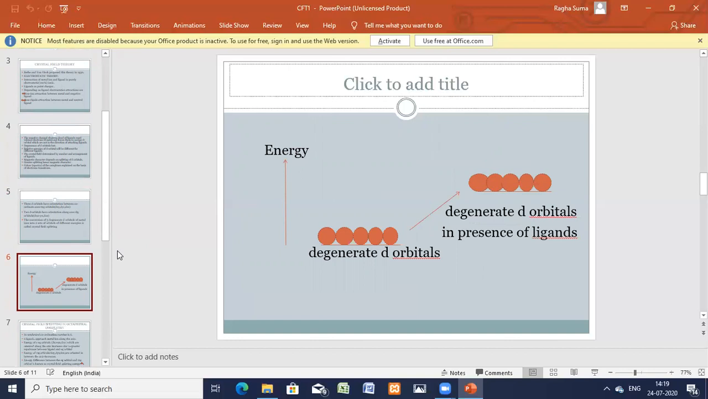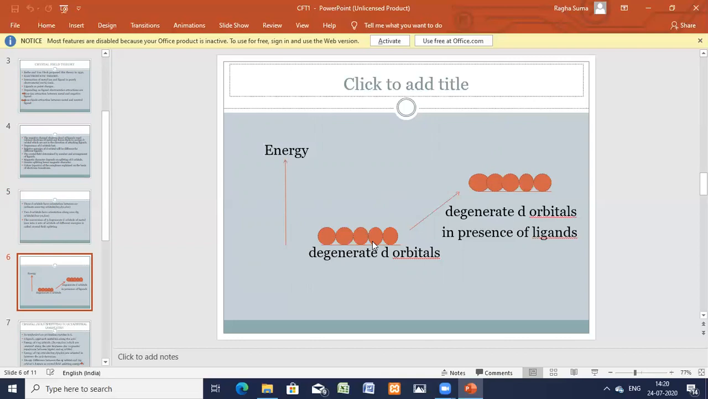Now we'll see here, I have told you, this is the energy of the orbitals: degenerate d orbitals, dxy, dyz, dzx, dx square minus y square, dz square. All five are on the same line. What does it mean? They are at the same energy. These are called degenerate orbitals. Now this is the metal atom. Valence d orbitals of the central metal atom are degenerate, five orbitals having the same energies.